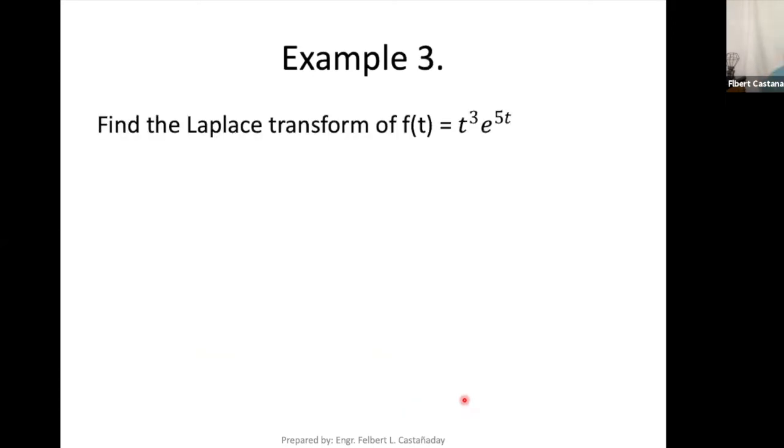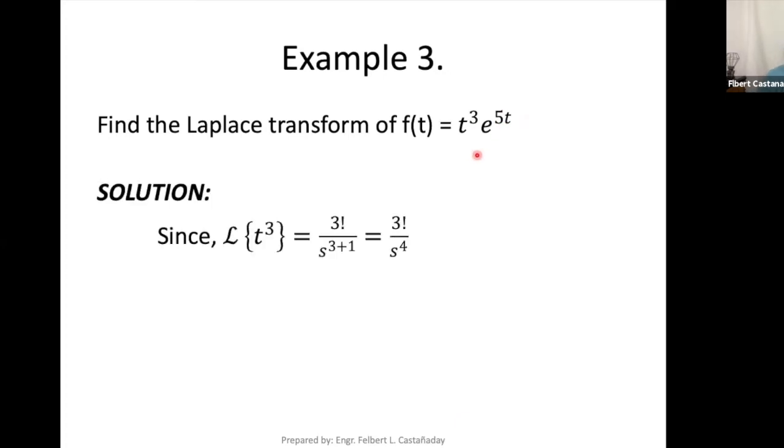Example number 3, find the Laplace transform of the given function t cubed times e raised to 5t. So this is an elementary function multiplied by an exponential function. So applying the first shifting property as well. So recall again that the Laplace of t cubed is 3 factorial, the n here is 3, over s raised to n plus 1, and that is 3 plus 1. So we have 3 factorial over s raised to 4. And 3 factorial is equal to 3 times 2 times 1, and that is 6.